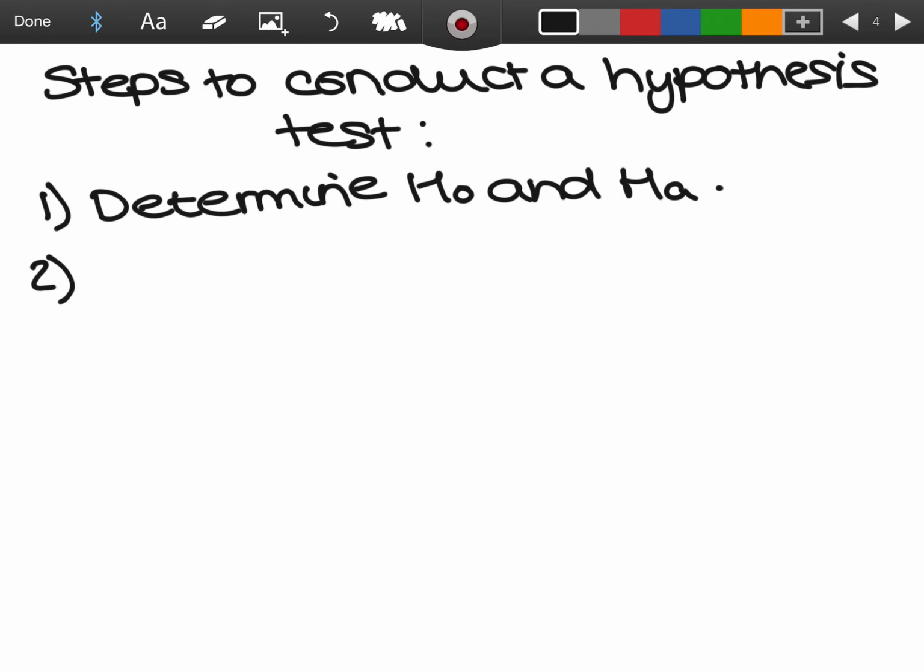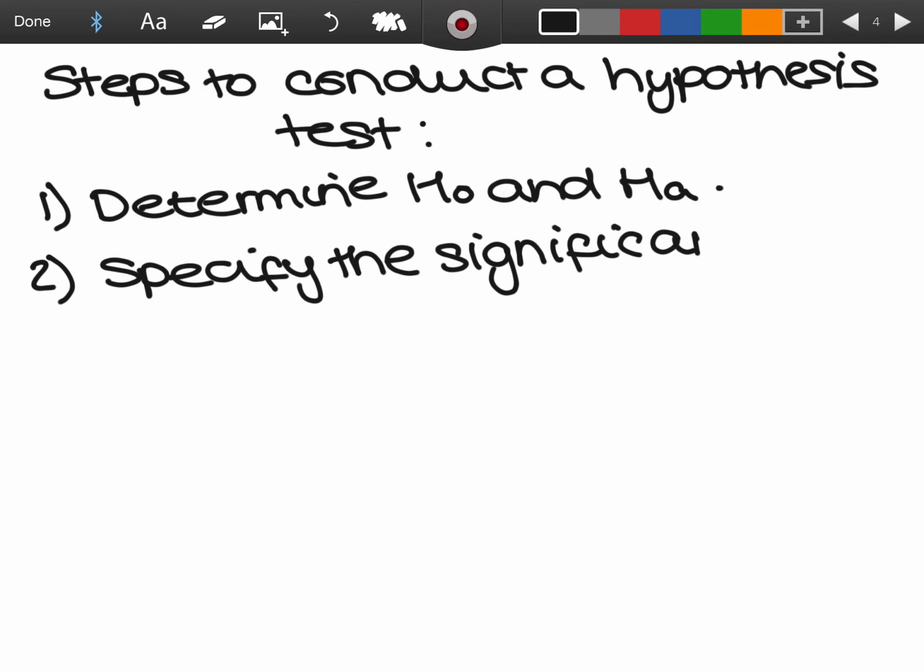Step 2 is actually easy to pick out from the problem, but again, we will do this in 11.2, and that is to specify the significance level. So in the problem, they will give you a significance level, and remember, that is the probability of having a type 1 error. So that is the probability that you will actually reject the null hypothesis in favor of the alternative hypothesis when you weren't supposed to. They will give you that in the problem, so you always write that down.